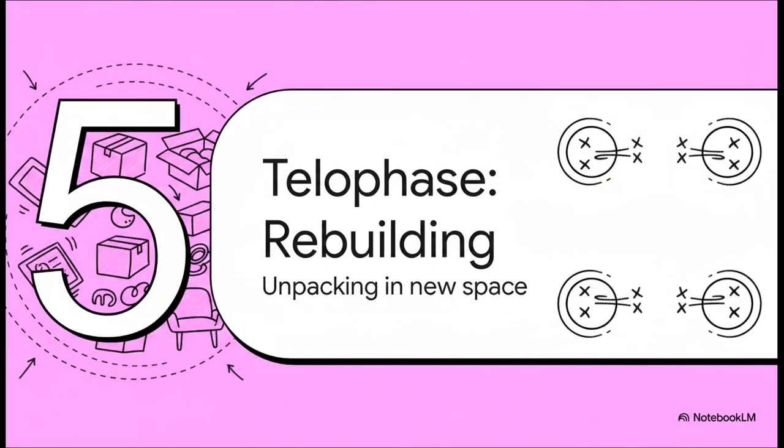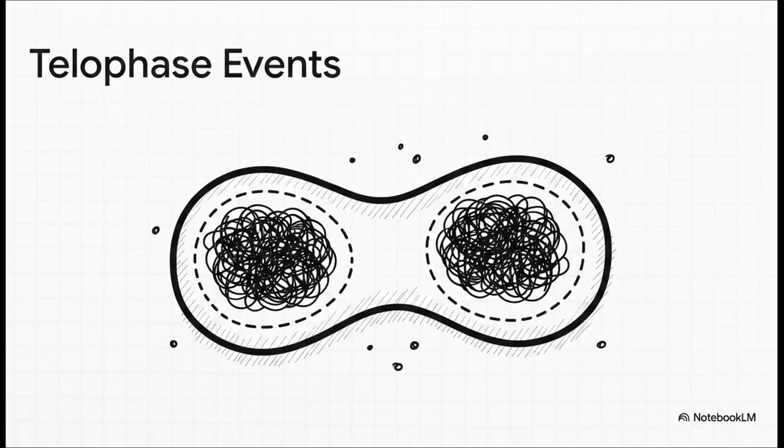Section 5, telophase, rebuilding the nucleus, unpacking in the new space. You can kind of think of telophase as essentially the exact opposite of prophase. The moving is finally done, and now it's time to unpack. Those tight individual chromosomes loosen up and decondense right back into that messy, tangled chromatin. At the exact same time, the cell starts rebuilding the walls.